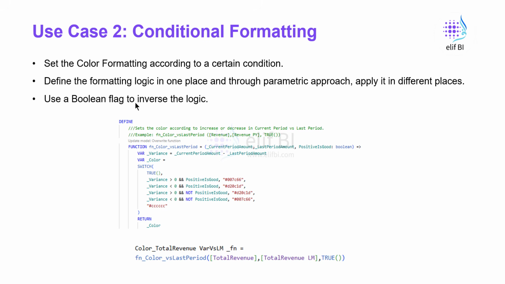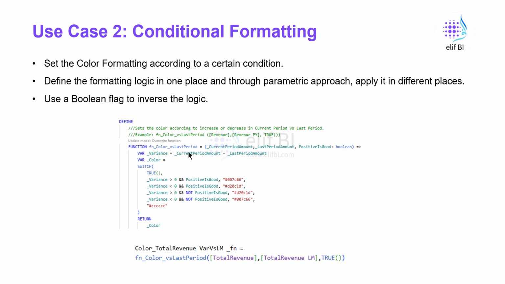We use a Boolean flag to inverse the logic. This is something that I thought might be interesting when we are talking about different revenues and expenses. So we have to reverse the logic. So I added one more factor here as a Boolean. If we look at the function here, it's quite simple. We are saying take the current period amount, take the last period amount, and if positive is good, you have to take it as true. If it's not good, then you have to take it as false.